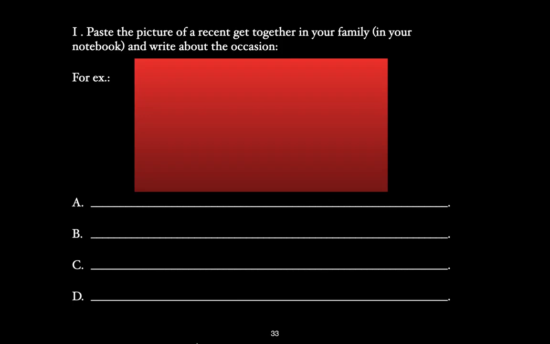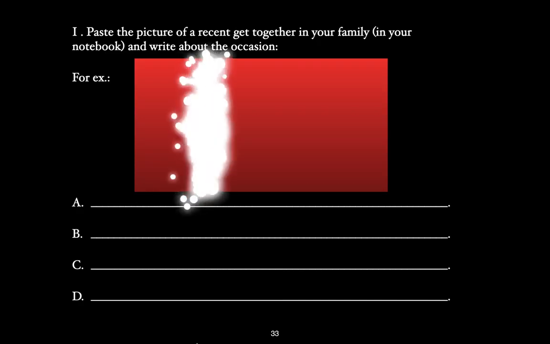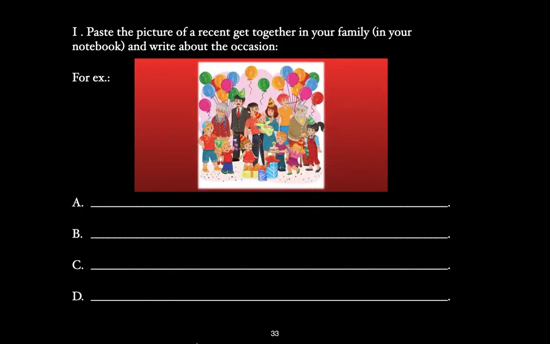Now let's look into the next question, and this you have to do on your own. You have to paste the picture of a recent get together in your family and write about the occasion. So for example, I'm going to give you a sample picture like this. Yeah. So you're going to write a few lines about it on your own, and I want to see this work in your notebook.